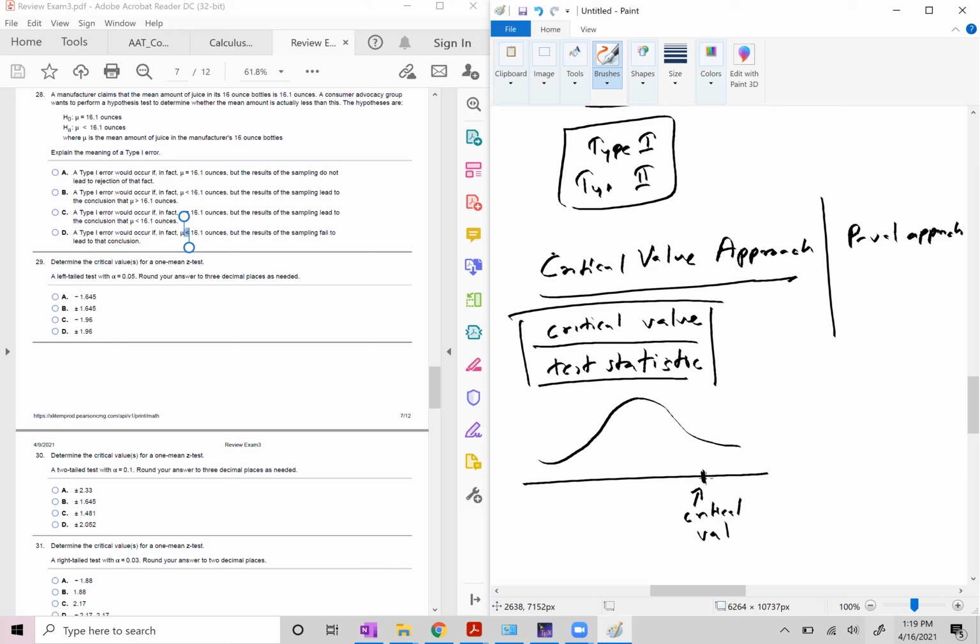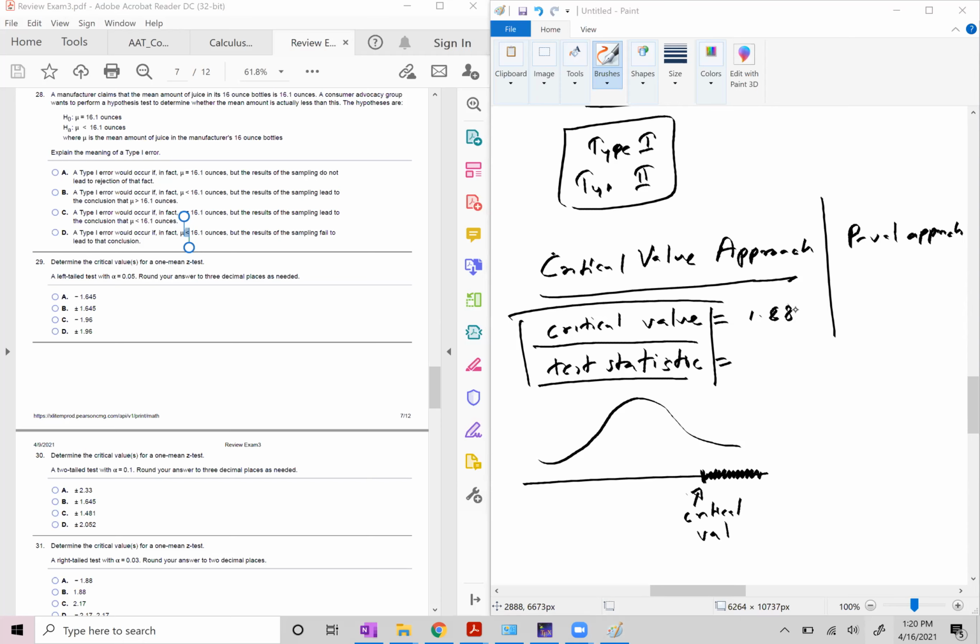If it is a right tail test, the critical value would be somewhere here and the critical region will be to the right. If it is a left tail test, the critical value should be somewhere here and the critical region will be to the left. So let's focus on one thing now. Let's say it is a right tail test. So here's the critical value, and these are two values. Let's say the critical value is 1.88.